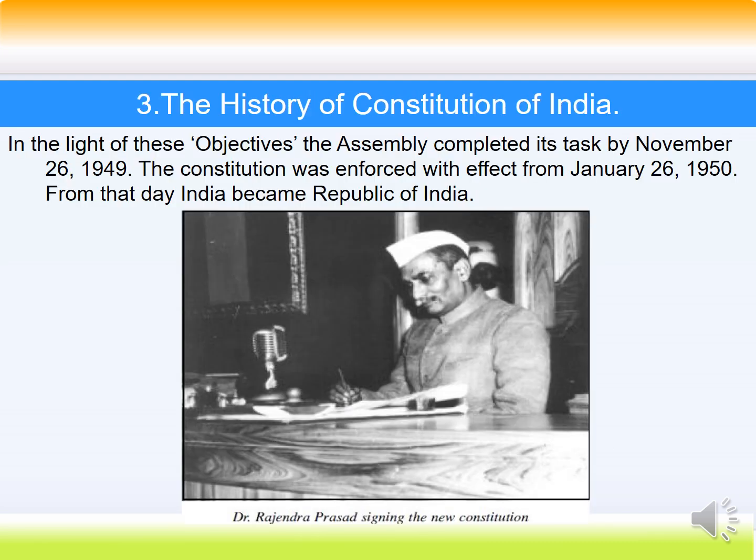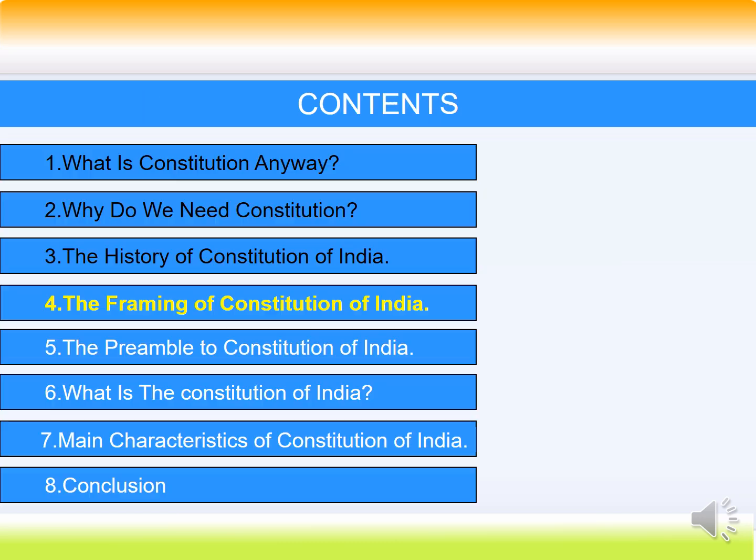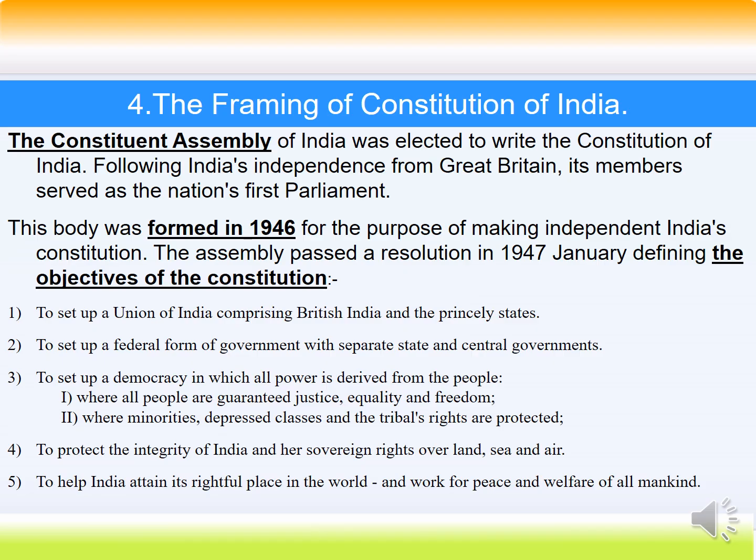The Assembly completed its task by November 26, 1949. The Constitution was enforced with effect from January 26, 1950, from which day India became the Republic of India. The Constituent Assembly of India was elected to write a constitution of India following India's independence from Great Britain. Its members served as the nation's first parliament. The body was formed in 1946 for the purpose of making independent India's constitution.